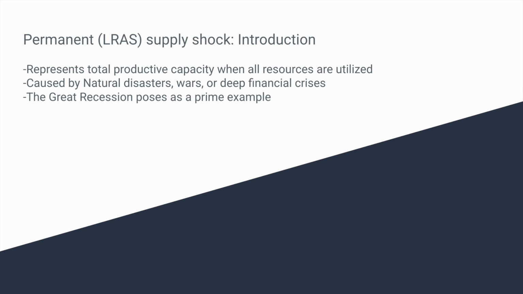When LRAS shifts, it affects the economy's long-term potential, altering employment levels, productivity, and overall growth. One of the most significant examples of a leftward LRAS shift in modern history was the Great Recession of 2008. But first, let's take a look at how this shift happens in an economic model.